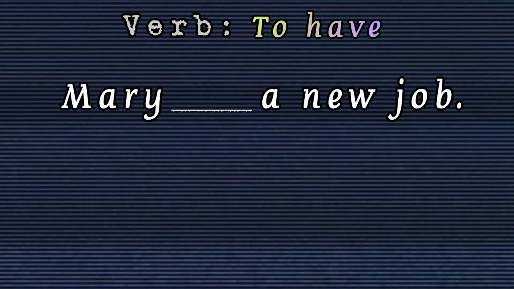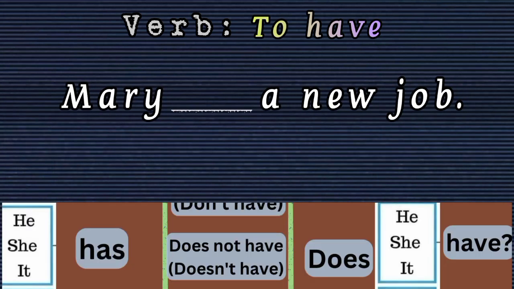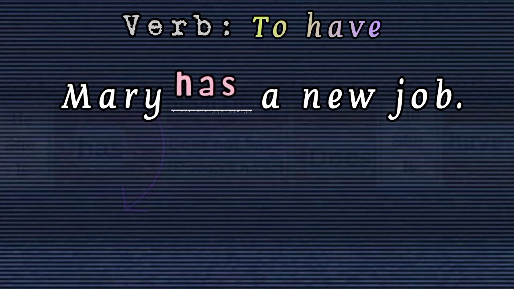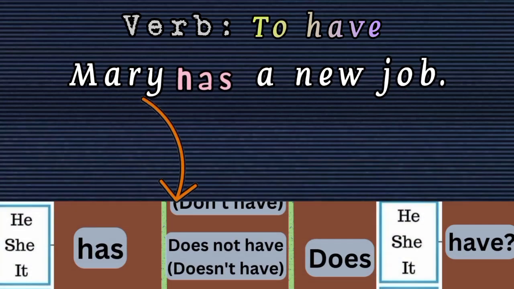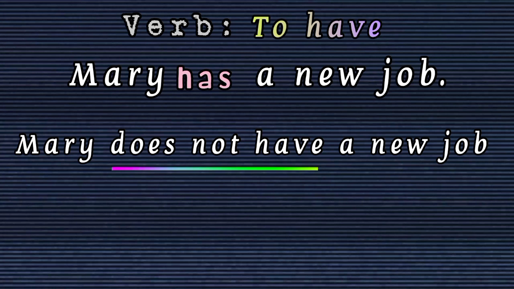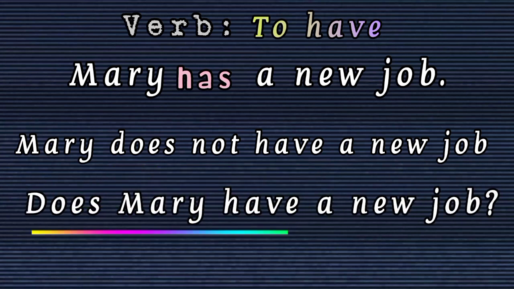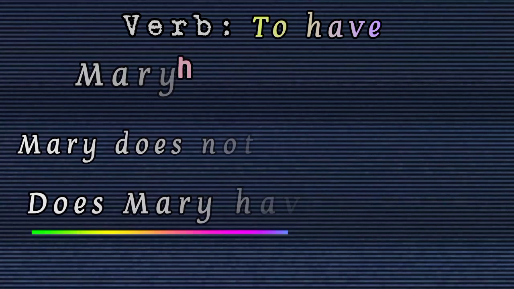Mary has a new job. In this sentence, Mary can be replaced by the subject personal pronoun she. Therefore, we will use has. Mary has a new job. Alright, now let us change the sentence into the negative, which is does not have. Mary does not have a new job. In the interrogative or the question form, it will be, does Mary have a new job?